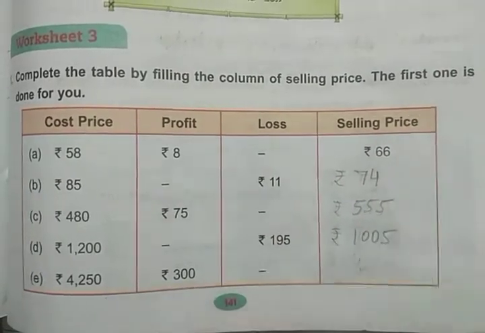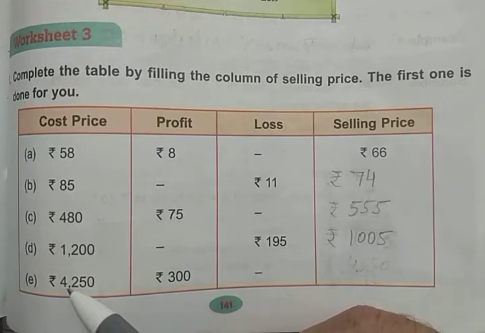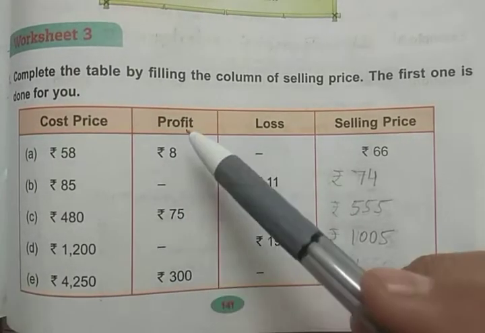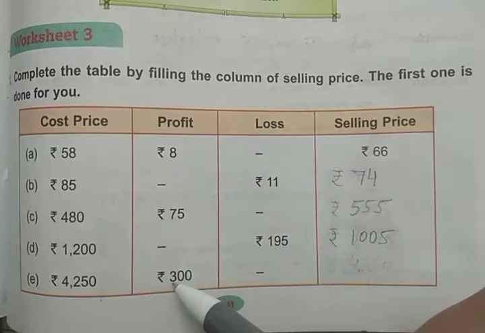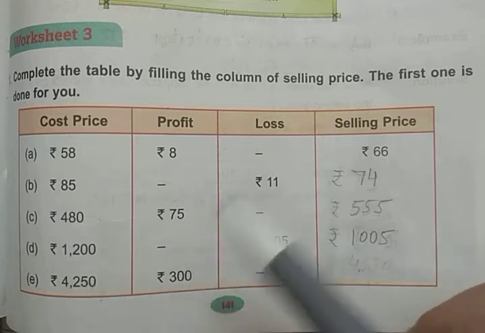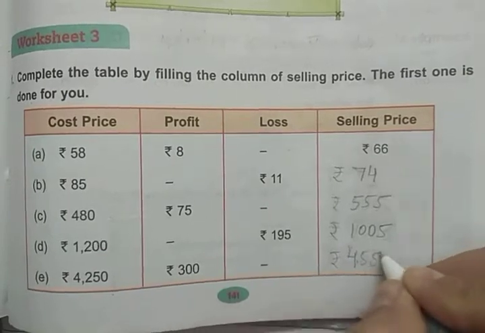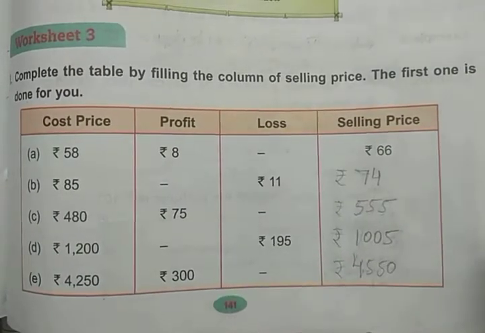1005, right? And similarly, in the last case, the cost price and the profit are given. So in such a case, we have to add to find the selling price. So add them. After adding, the selling price is 4550 rupees.